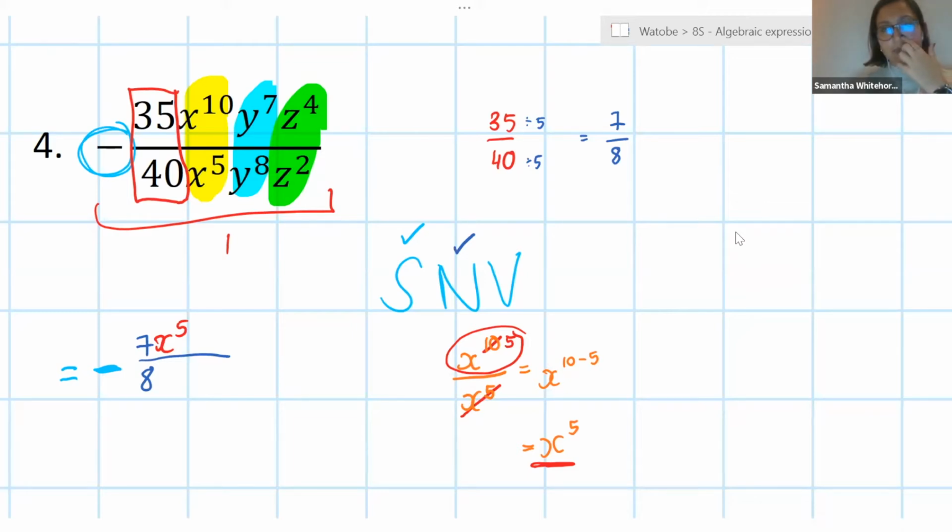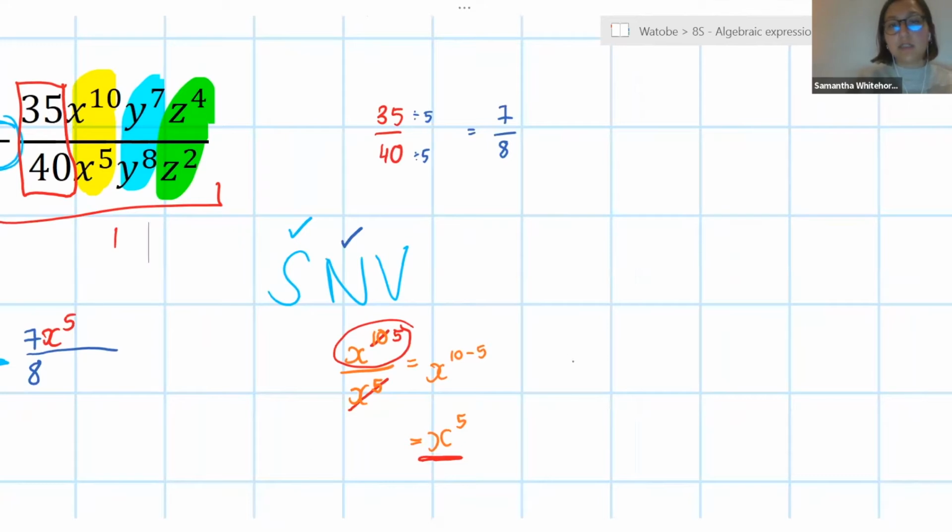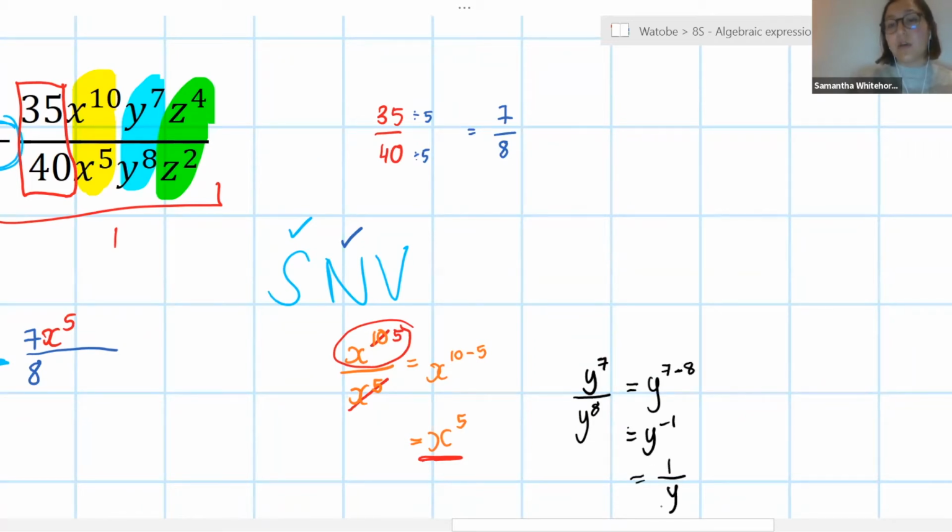Okay, now if we just have a look at the y's, you can do exactly the same thing as what you did with the x's. So you've got y to the power 7 divided by y to the power 8. And what we need to be careful of is the fact that I've got more y's in my denominator than I do in my numerator. And so if you go and subtract, you're going to end up with a bit of an odd answer. You're going to end up with a -1. But we know from doing exponents that all that means is that my y is in the denominator.